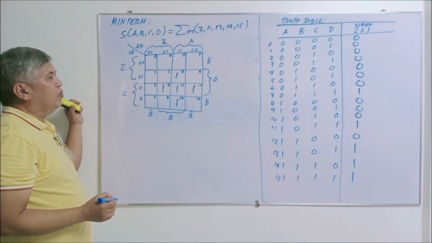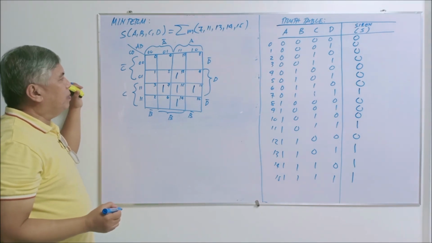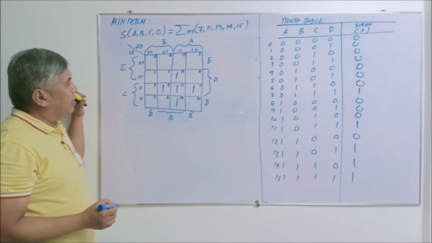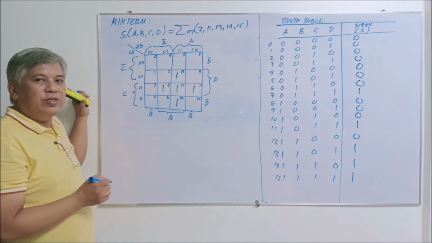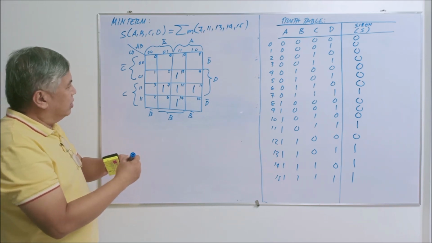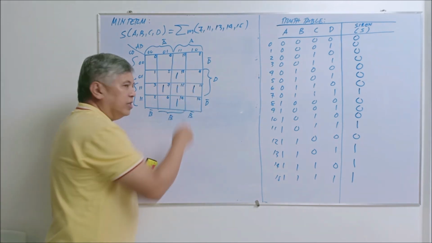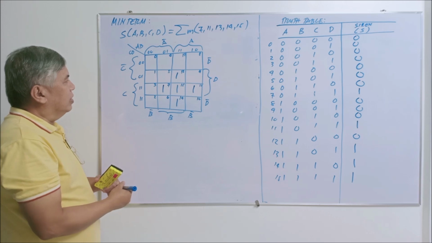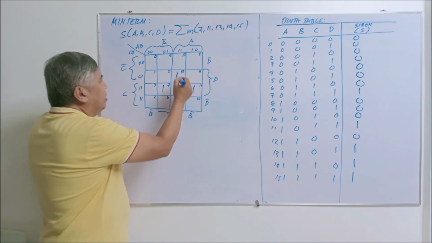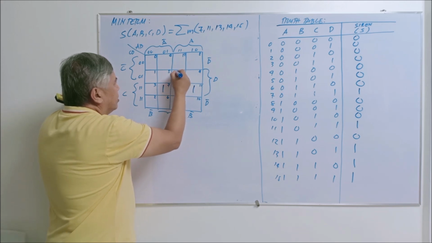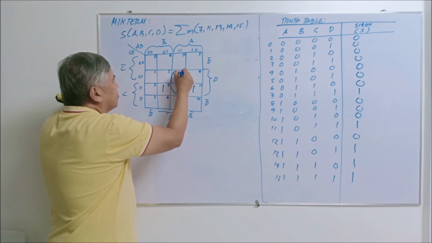Okay? So what will be our grouping? So we find 8 adjacent cells. I believe we don't have 8 adjacent cells here. So we go to 4 adjacent cells. We don't have 4 adjacent cells. So we go down to 2 adjacent cells. So we have here this 13 and 15 cells are adjacent. So we group them as 1.